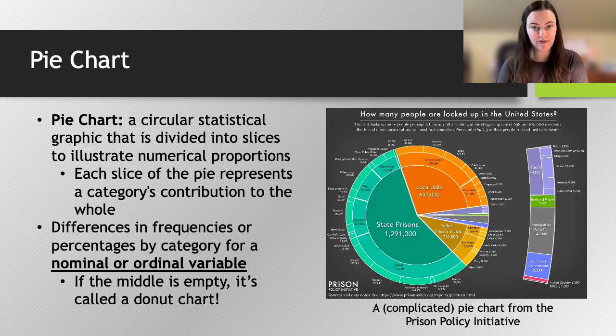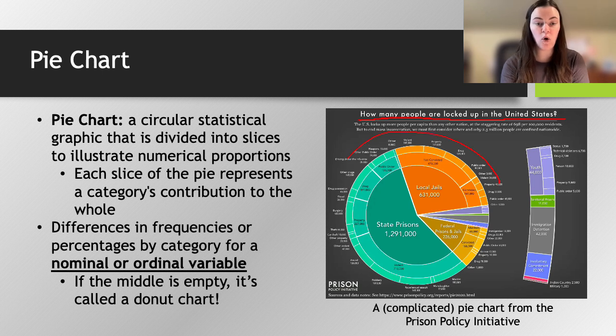The first type of graphic that we're going to talk about in a little bit more detail is a pie chart. And a pie chart is a circular statistical graphic that is divided into slices to illustrate numerical proportions. So recall from earlier in this presentation that a proportion is a share, or just a portion of an overall sample or population. To see this illustrated, let's take a look at the right-hand side graphic here in terms of how many people are incarcerated in the United States.